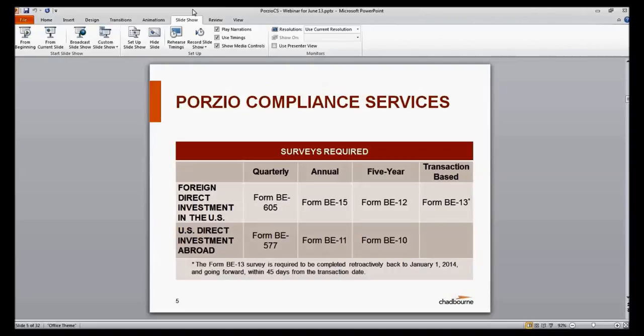If you look at these surveys that are required, this is a helpful page because it shows all of the reporting burdens under the statute. You can see that there are quarterly, annual, and 5-year surveys, and then transaction-based surveys. These reporting obligations have been in effect since 1974, and companies haven't really understood that they had this duty to respond.